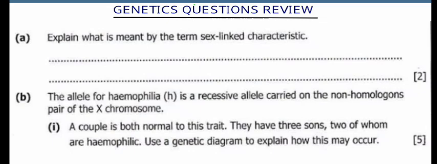So Roman number 1 is saying a couple is both normal to this trait. They have 3 sons, 2 of whom are hemophilic. Now, these are normal. How can they have 2 children with hemophilia? Now, this question is asking us to come up with a genetic diagram to explain how this may occur.